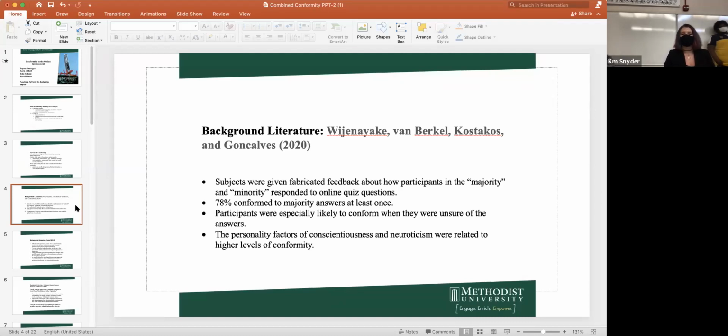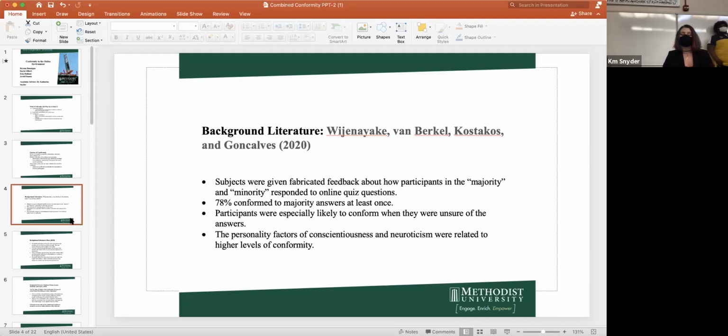One of the background studies that we used for our literature was Wijenayake et al., done in 2020. In this study, subjects were given fabricated feedback about how participants in the majority and the minority answered online questions. Essentially, when they gave their answer, they were told if their answer was in the majority of answers or if their answer was in the minority of answers.